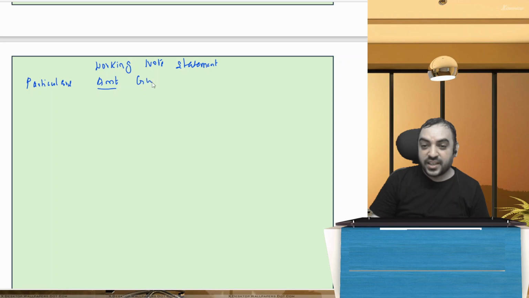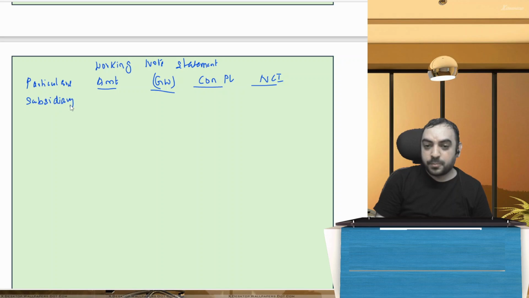So goodwill calculation, con-PL, or basically this is other components of equity. You can also say other components of equity. I'll just say con-PL, and then NCI. Okay, I'll start with the subsidiary company first. And for reference, holding company percentage, which I showed you earlier in the calculation, 80%. NCI 20%. I'll start with share capital.